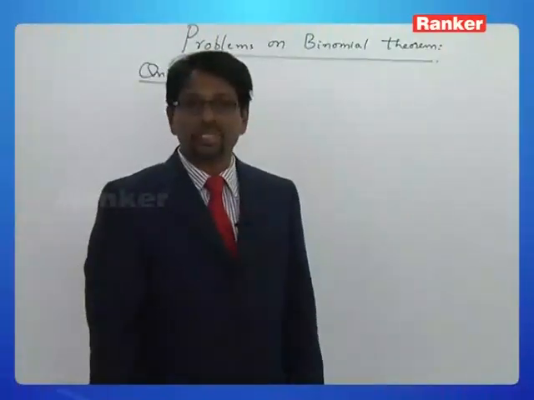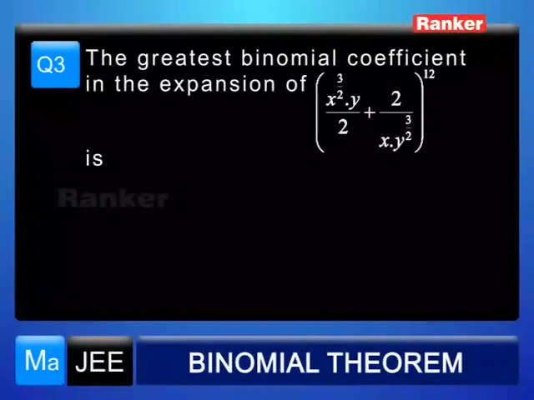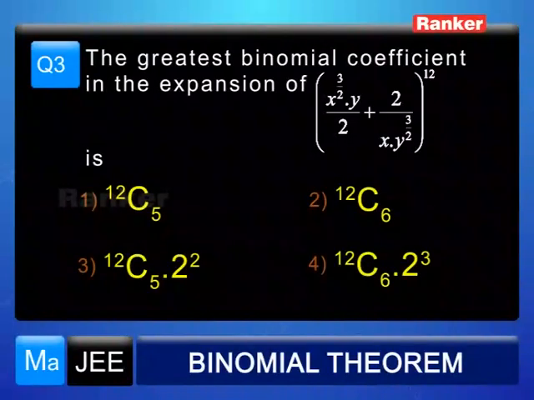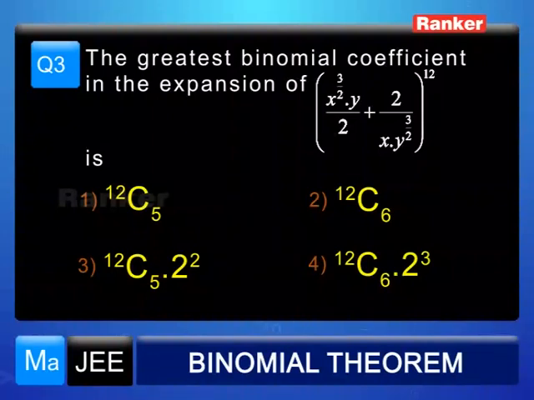Let's move to the next question. The greatest binomial coefficient in the expansion of x power 3 by 2 into y by 2 plus 2 by x into y power 3 by 2, whole raised to the power 12, is: first option 12C5, second 12C6, third 12C5 into 2 square, fourth option 12C6 into 2 cube.